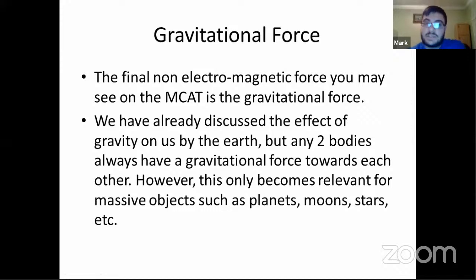Last step is gravitational force. So the final non-electromagnetic force you may see in the MCAT is the gravitational force. We've already discussed the effect of gravity on us by the Earth, but any two bodies that have a mass always have a gravitational force towards each other, right? And if we're talking about direction, it's always towards the object. If I'm standing here and I have a water bottle right here, my gravitational force is going towards the water bottle, and the water bottle's is going towards me, right? The gravitational forces are always towards each other, right?